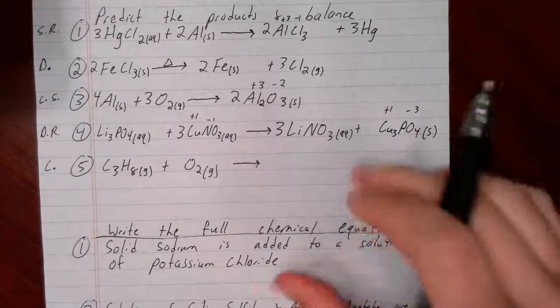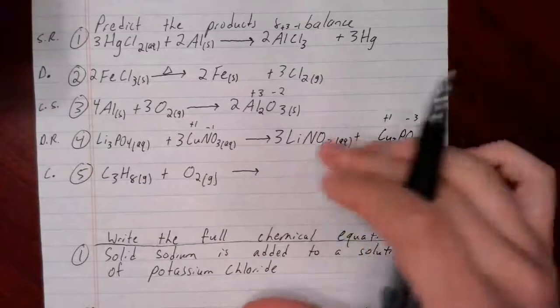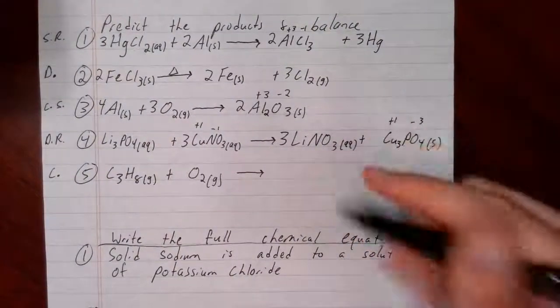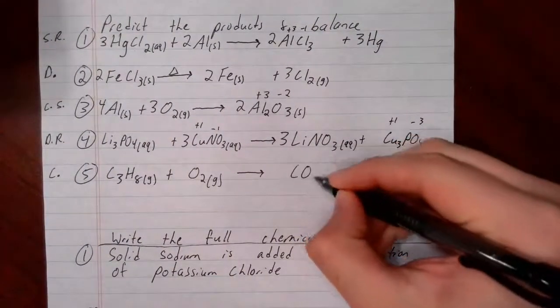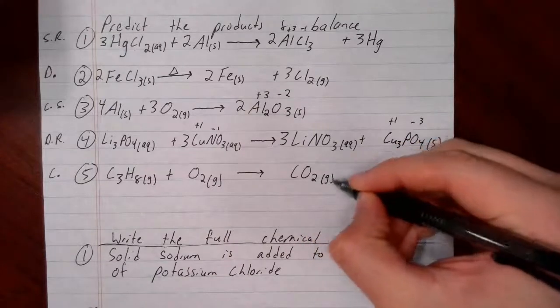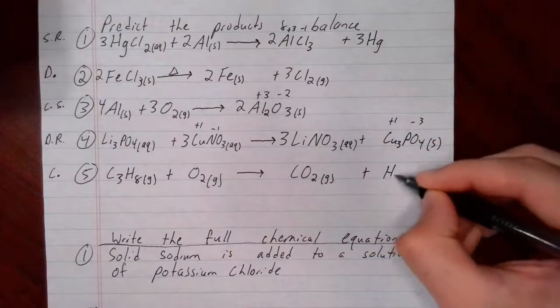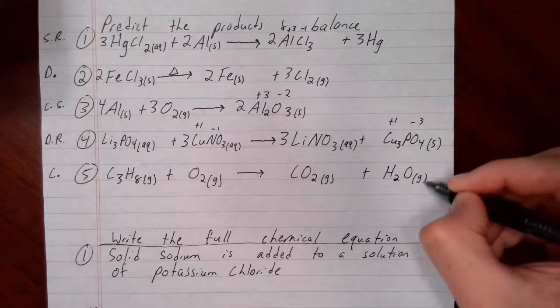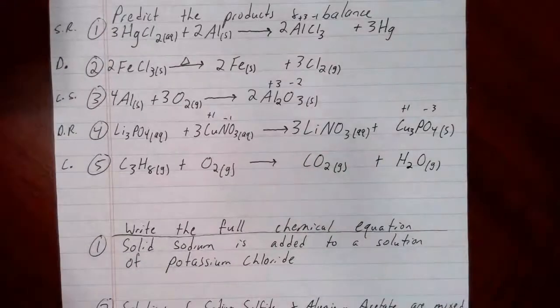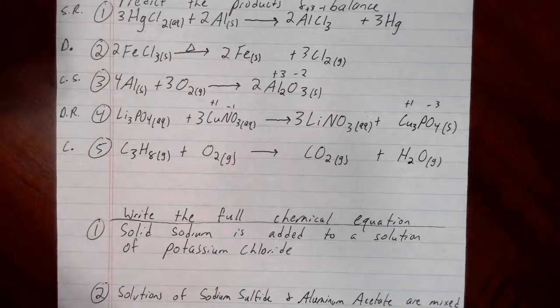Then for the last one, I need to write the products for the combustion of a hydrocarbon. So I know they are CO2 gas plus H2O gas. Okay, so I really don't even need to think here, because I know that when I have the combustion of a hydrocarbon, I always get the same products.